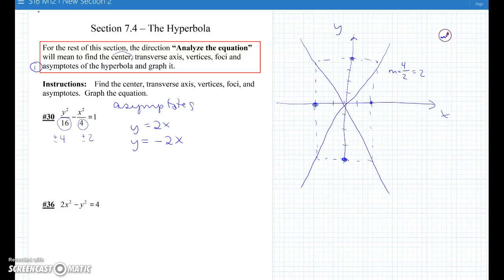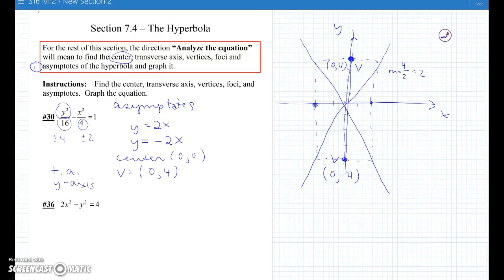Okay, then next let's talk about the center. This one's easy to see that the center is 0, 0. We're starting easy. Then the transverse axis, let's see, the y term is first. So I know the transverse axis is going to be the y-axis. So I know this point is a vertex, 0, 4. And the point 0, negative 4 is the other vertex. So the vertex in the upper part is 0, 4, and in the lower part 0, negative 4.